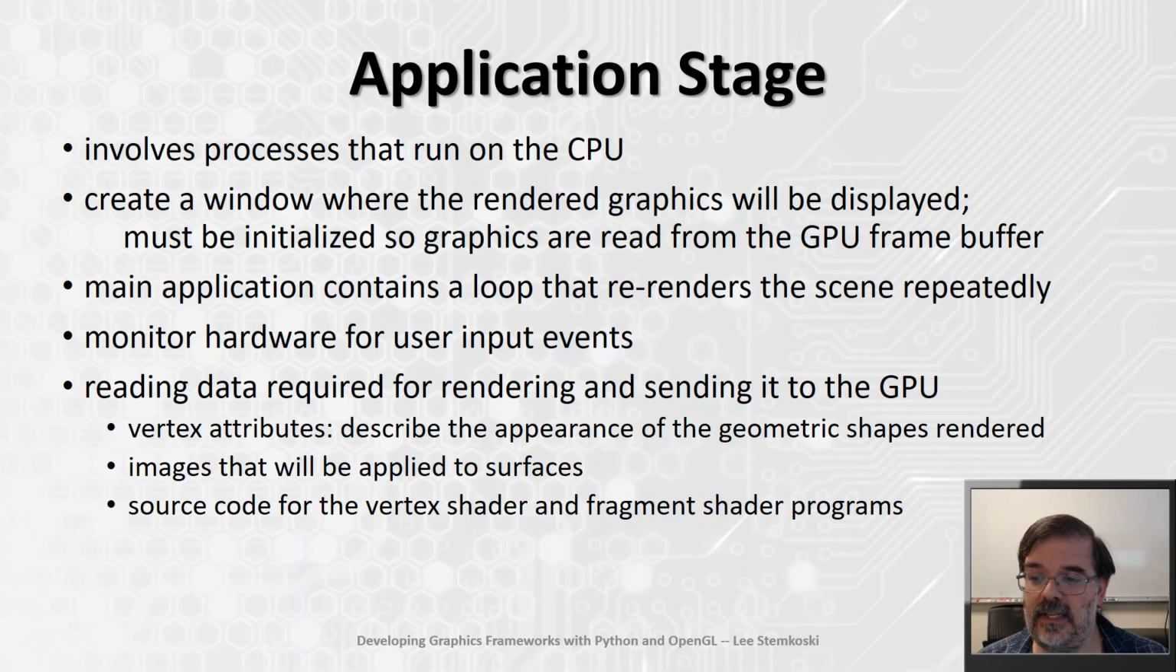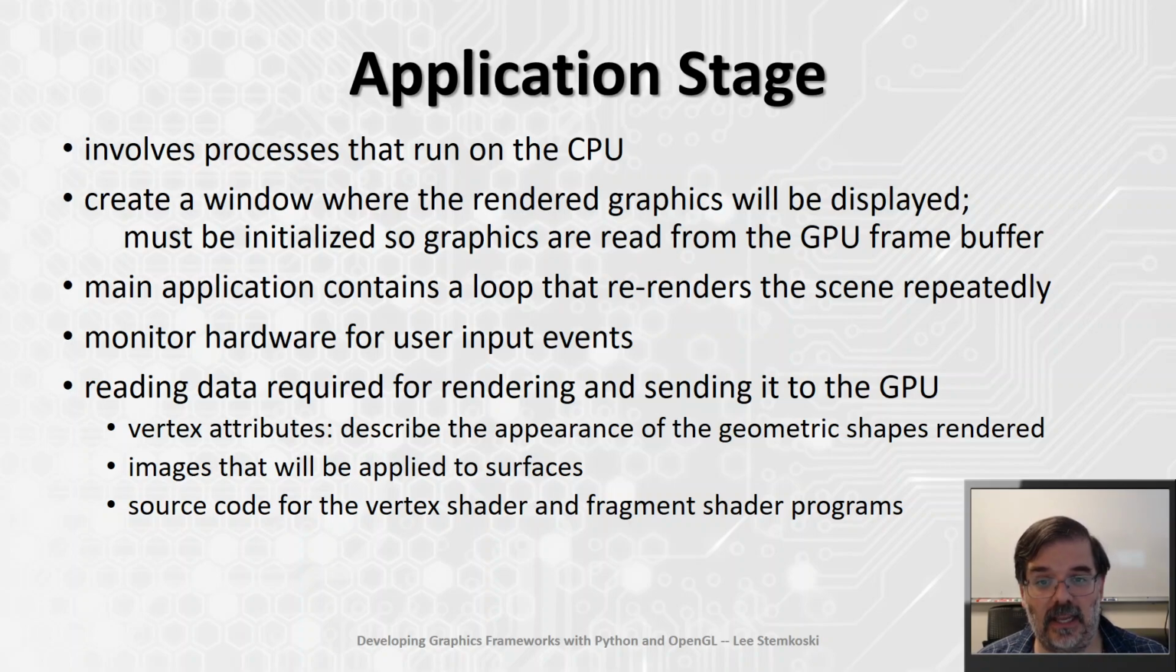Now, the application stage primarily involves processes that run on the CPU. The first task, which might come to your mind, would be to create the window where the rendered graphics will be displayed. And when you're working with OpenGL, this can be accomplished using a variety of programming languages. Here, we'll use Python. The window, or a canvas-like object within the window, must be initialized so that graphics are read from the GPU frame buffer.